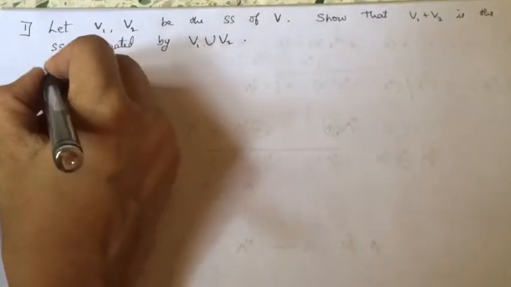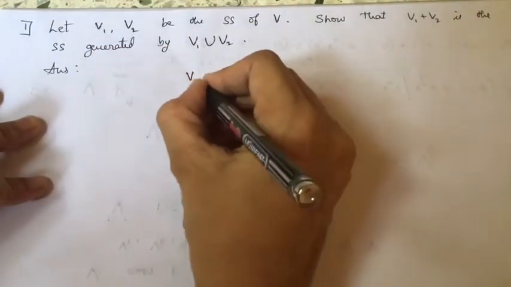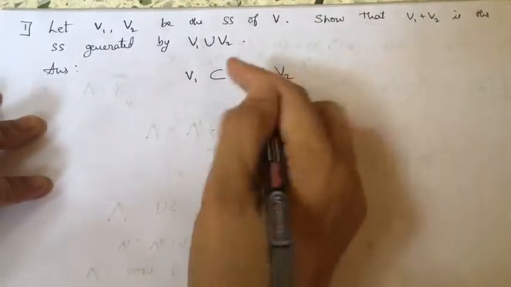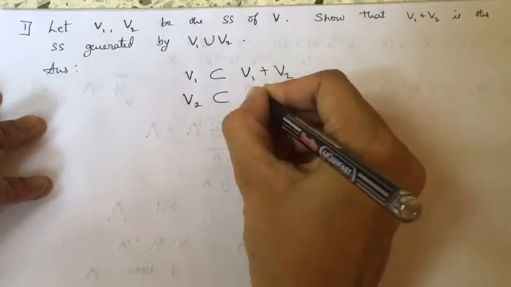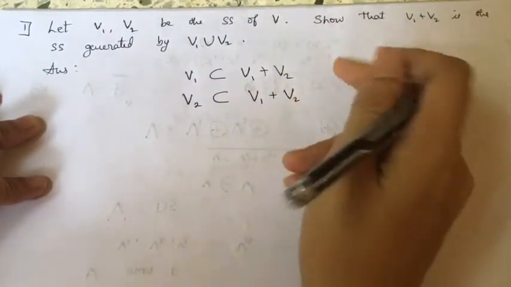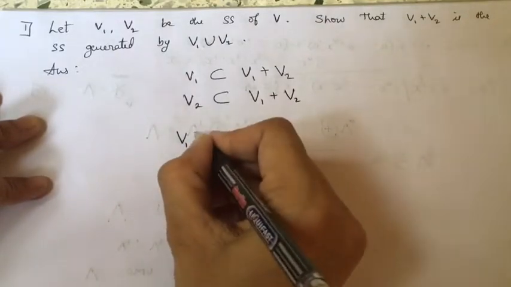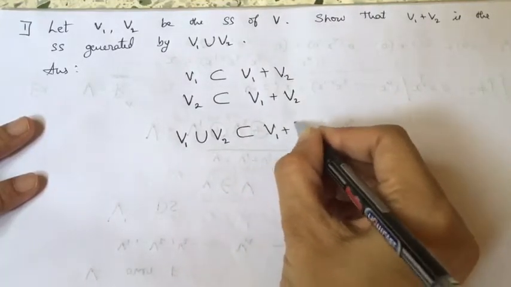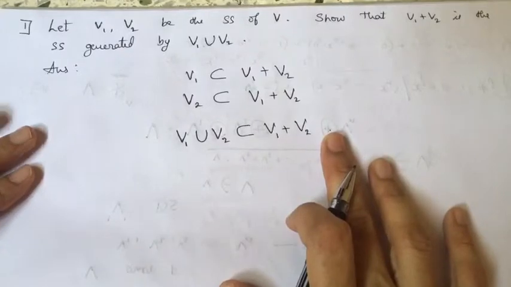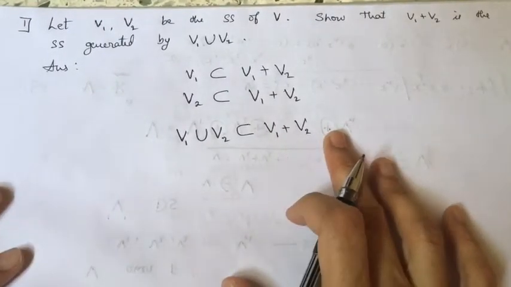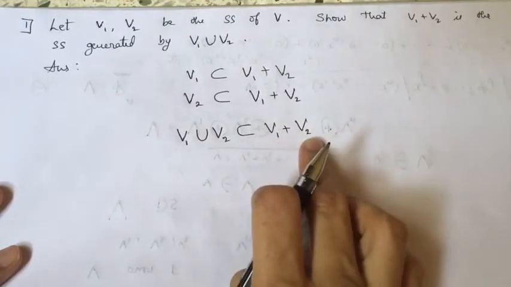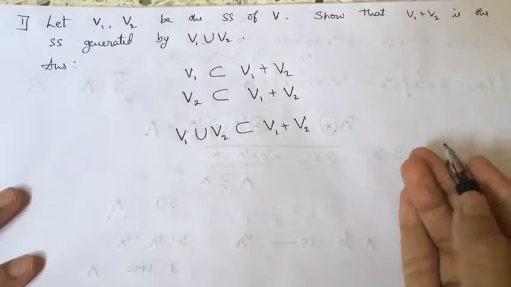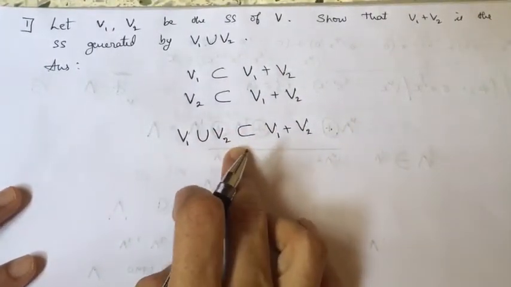For that, I know V1 is contained in V1 plus V2 because these two are subspaces. Similarly, V2 is contained in V1 plus V2. So from these two I can write V1 union V2 is contained in V1 plus V2. So the first thing is over. Then I have to show that V1 plus V2 is the smallest subspace containing this. So let me assume that there is a subspace which contains this V1 union V2.